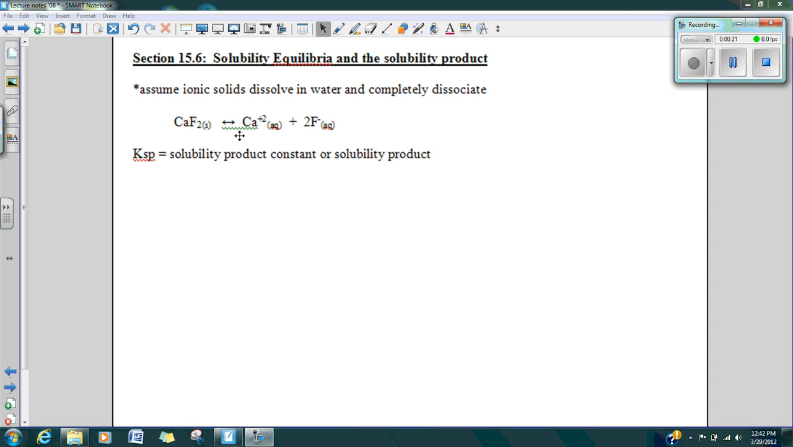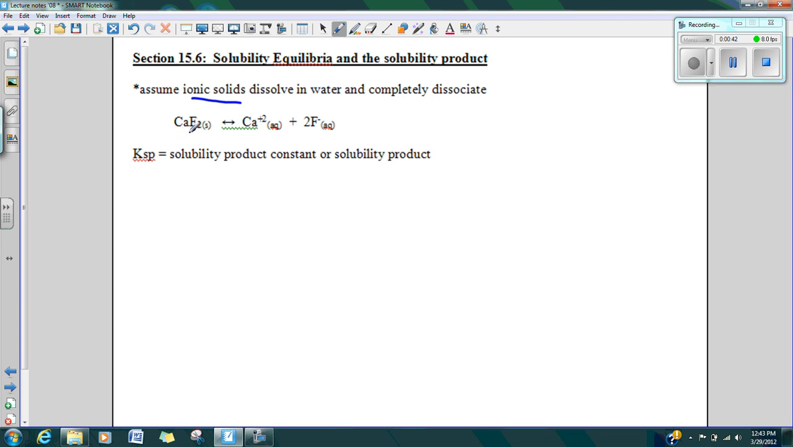So we're going to talk today about solubility equilibria, meaning solubility equilibrium and the solubility product. We aren't really going to be changing too many rules of things that we've been doing before, so this should be pretty straightforward for you. We already understand ionic solids. We understand that they can dissolve and completely dissociate in water. This equation should be no surprise to you.